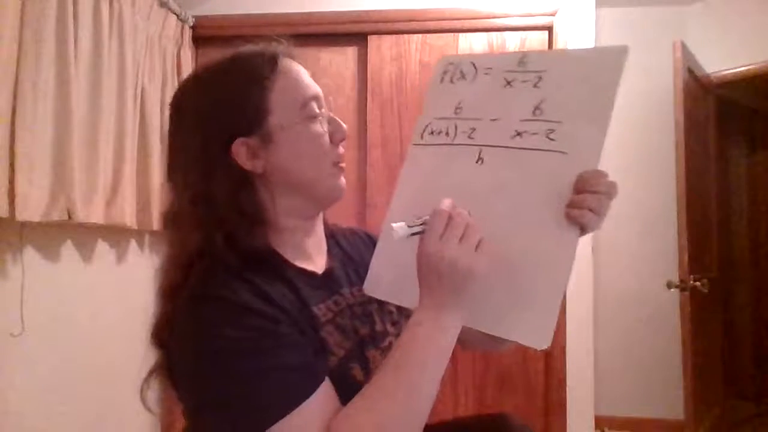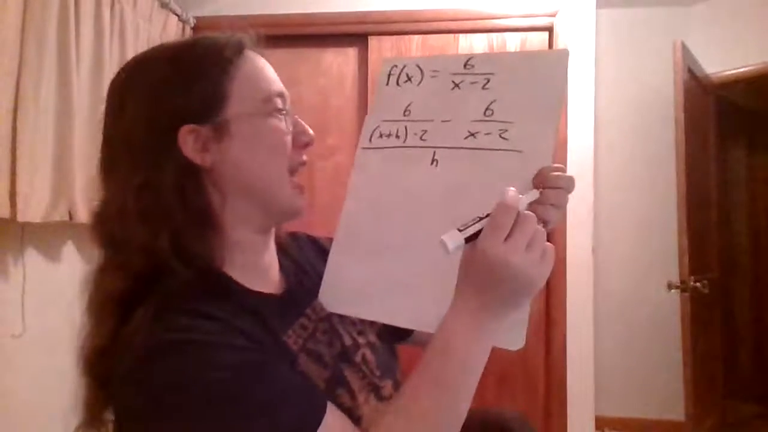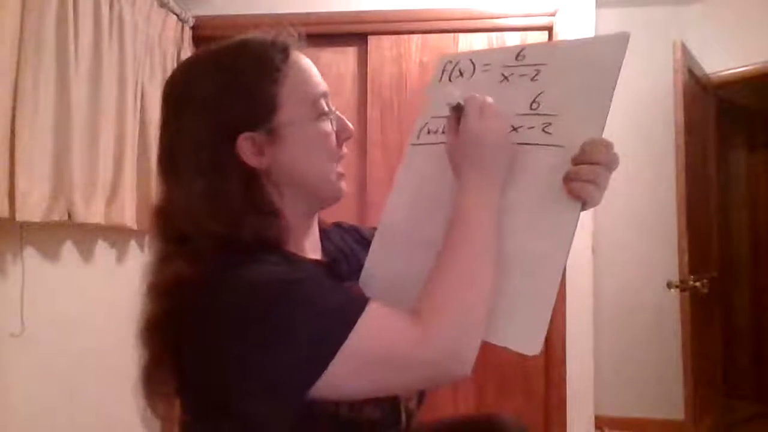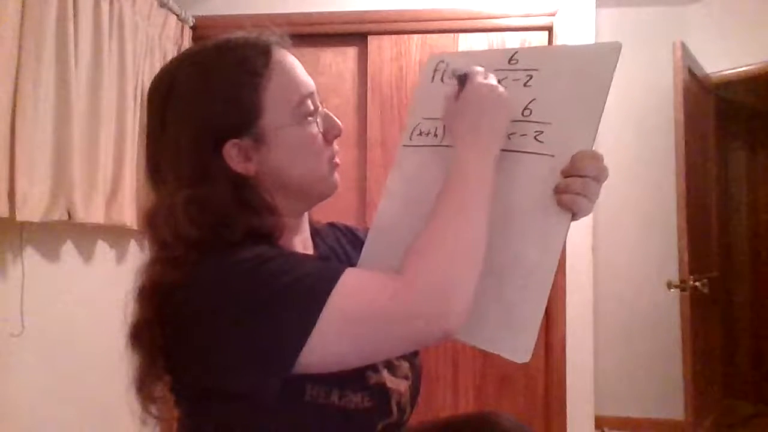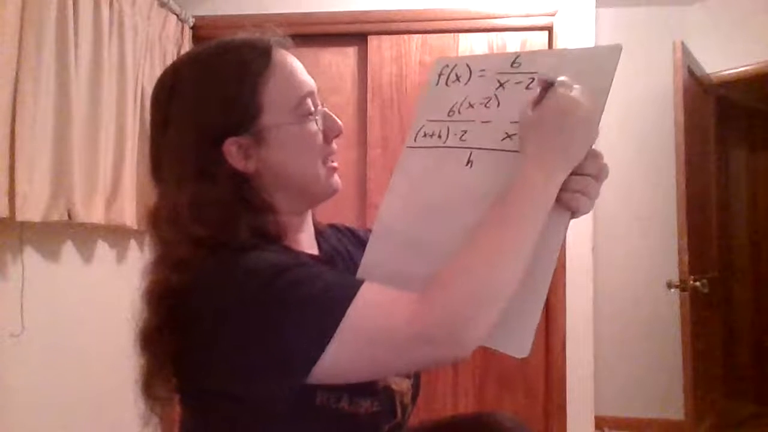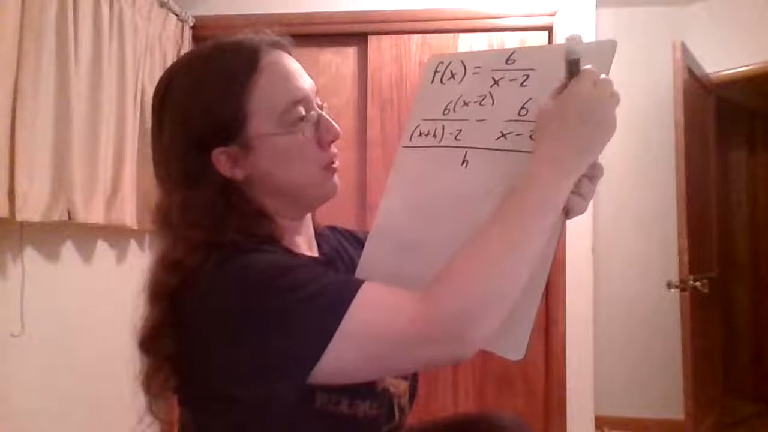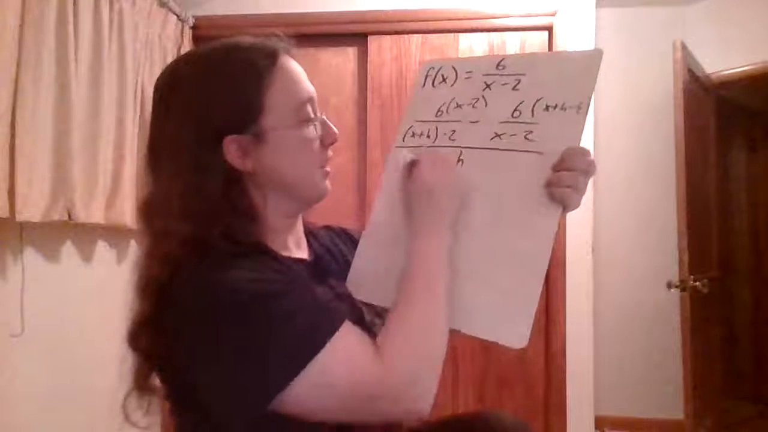Okay, so in order to add fractions, we need a common denominator. So we're going to take this side times an x minus 2. We're going to take this side times an x plus h minus 2. And that's all over h.